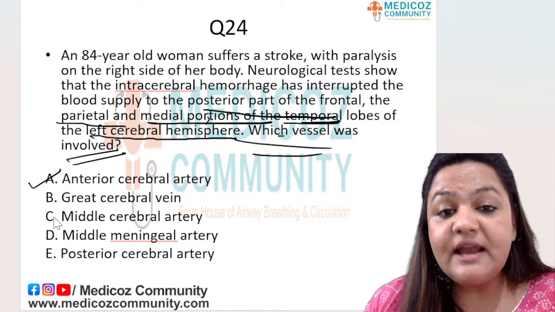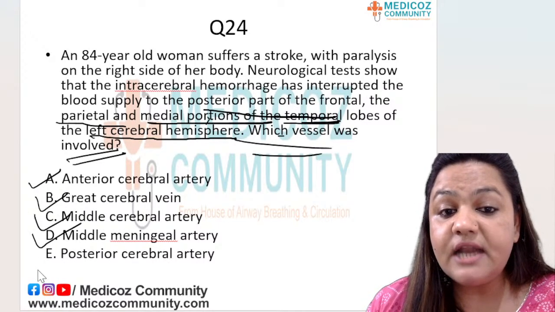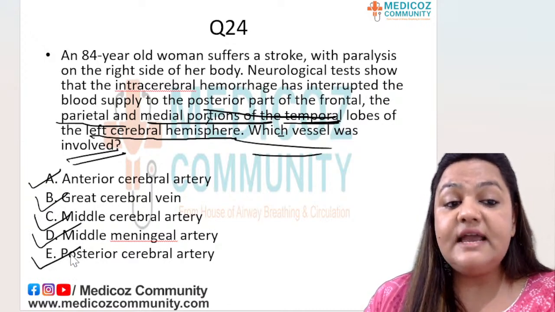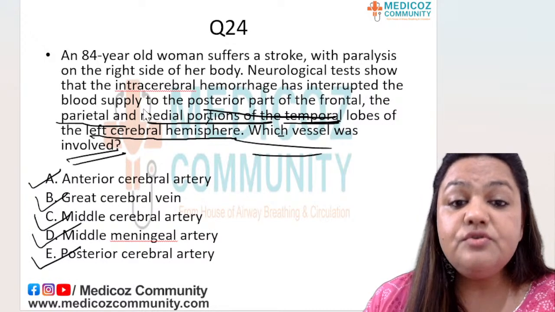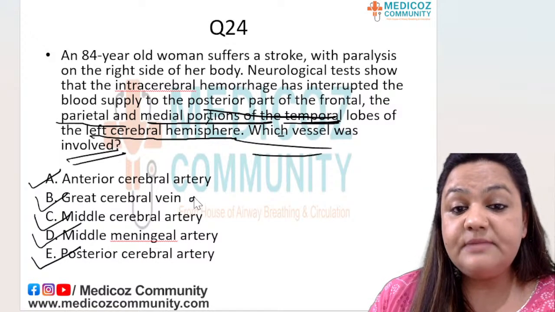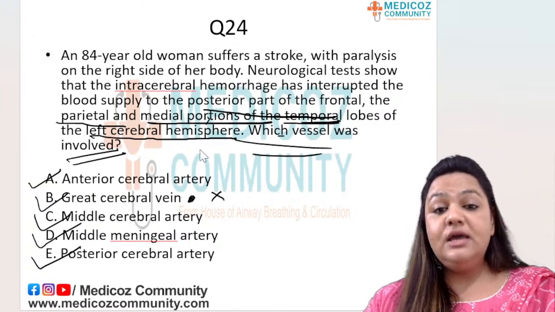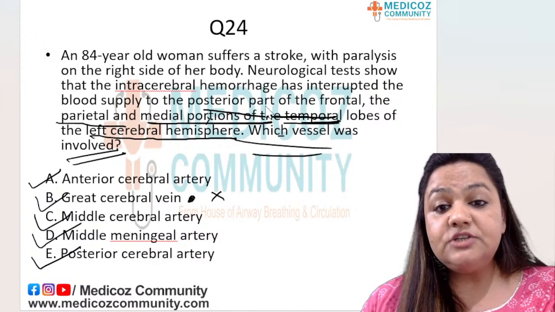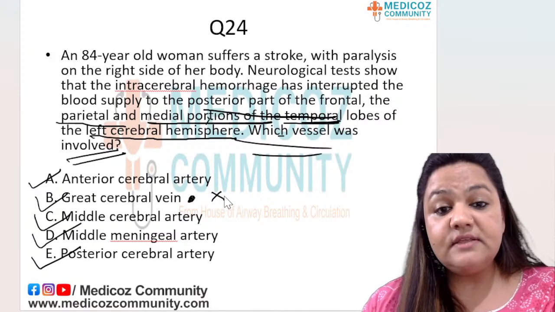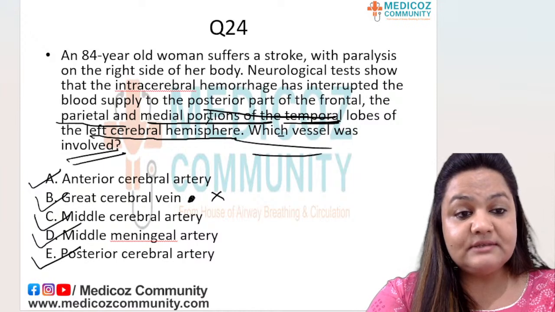So, the options are anterior cerebral artery, great cerebral vein, middle meningeal artery and posterior cerebral artery. These are the arteries supplying the brain, except the great cerebral vein. So we will rule out this option, because a stroke is related to the artery, it occurs in the artery, it is not related to the veins. So option B is eliminated here.